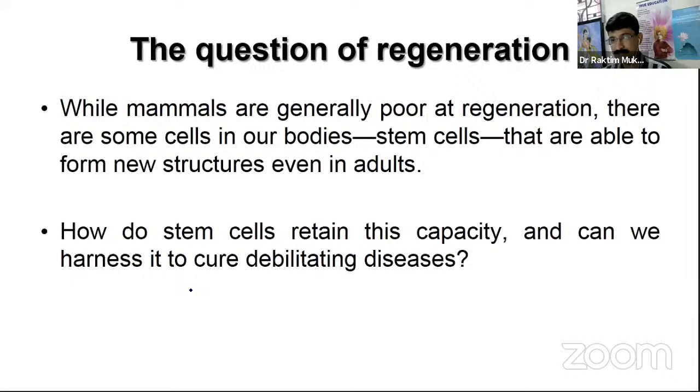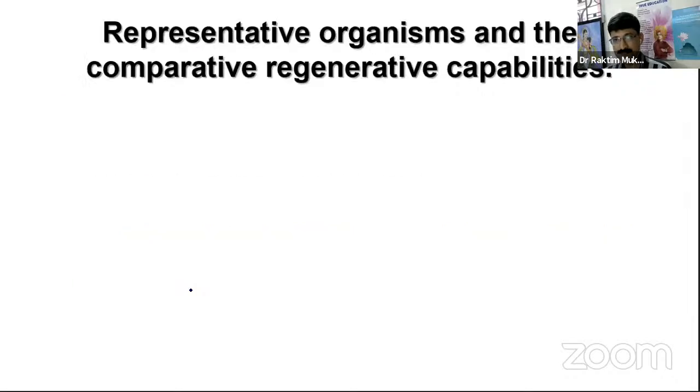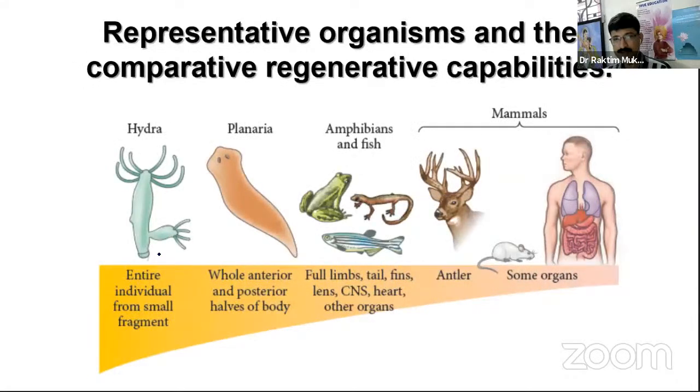The next diagram will explain the comparative regenerative capacities. So there you have Hydra, entire individual from small fragment. Planarians, whole anterior and posterior halves of the body. The amphibians and fishes, complete limb, tail, fin, fin regeneration in zebrafish. The lens, the CNS, heart, and other organs.